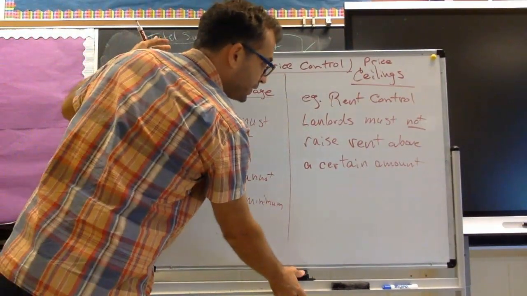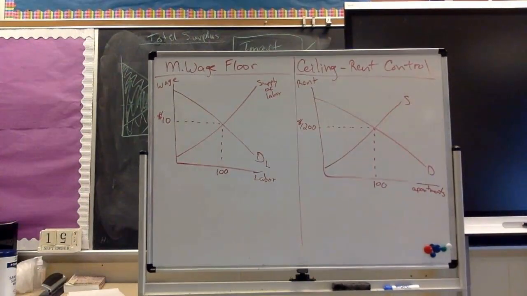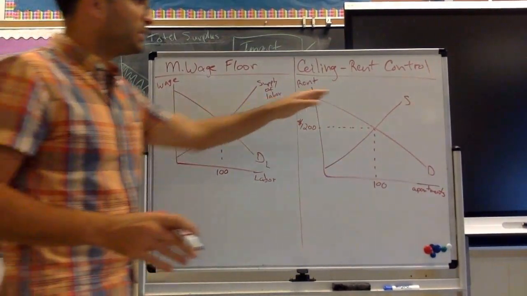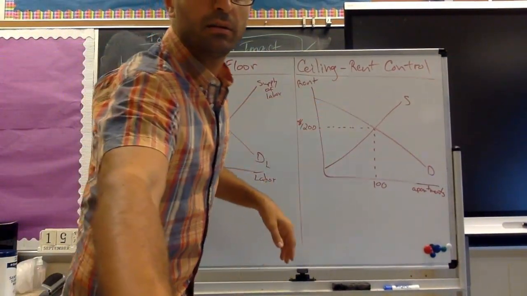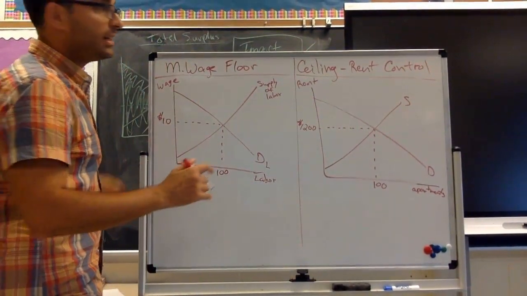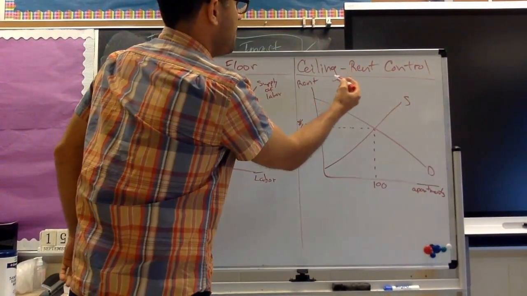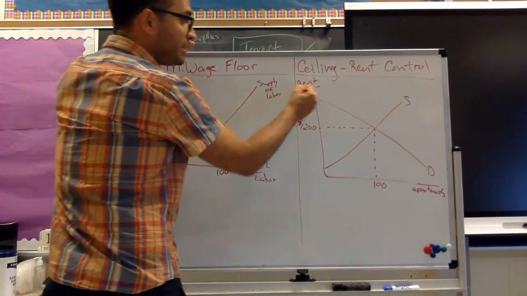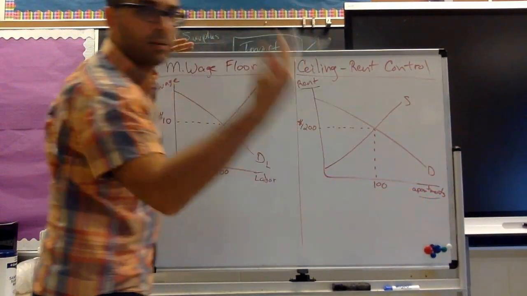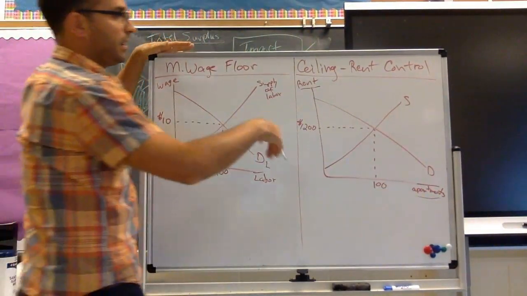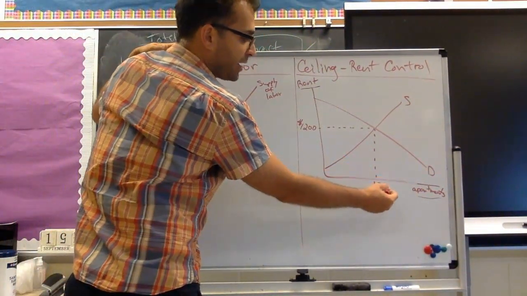So let's see what they look like. On a graph, we have two separate graphs here. I'm going to start with the ceiling. It's easier to understand. So the ceiling, you've got rent control. There's rent, and there's the number of apartments. Let's say one-bedroom apartments in New York, something like that. And we have 100 in this particular complex.